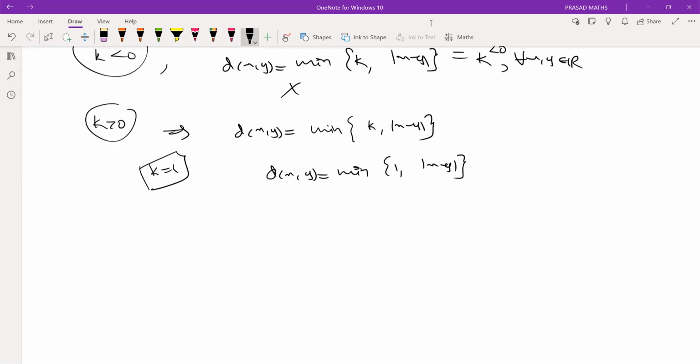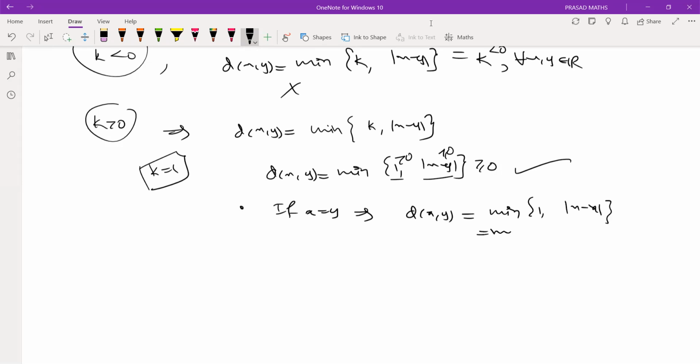Is it a metric? You know that it is non-negative. There is no problem. It is always non-negative. Therefore, the first condition holds. What is my second condition? If x equals y, what is d of x comma y? D of x comma y is nothing but the minimum of 1 comma mod of x minus x. Therefore, minimum of 1 comma 0. What is the minimum of 1 comma 0? 0. Therefore, whenever x equals y it is always 0.